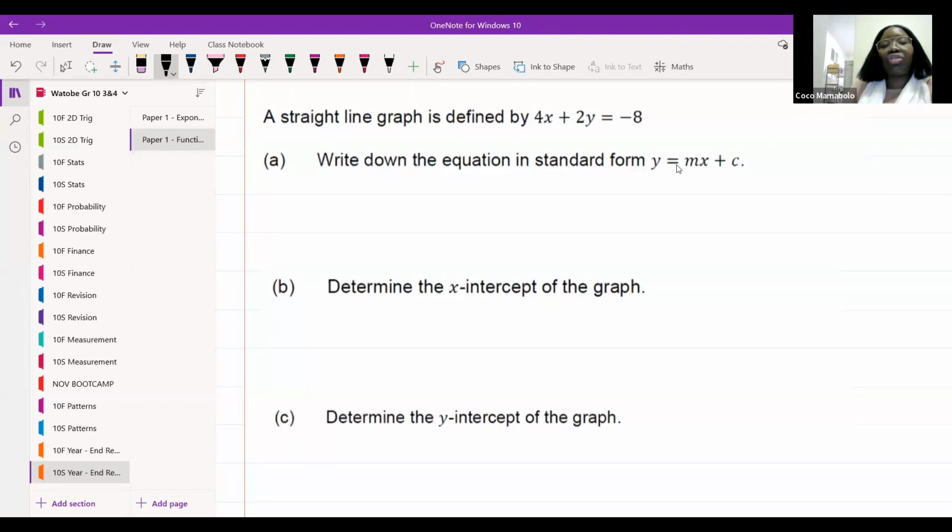All right, it says here, a straight line graph is defined by 4x plus 2y minus 8. I can already tell from the jump, this is not what I want. What is my gradient? What is my y-intercept? I don't know. It's not in the correct way that I want. Now, the first question says, write down the equation in standard form. Now, I know that I want my standard form to be y is equal to mx plus c.